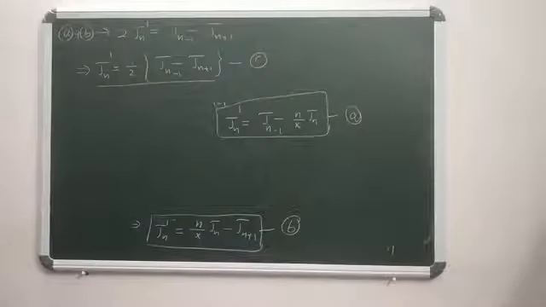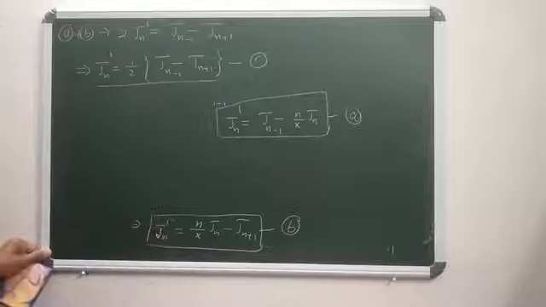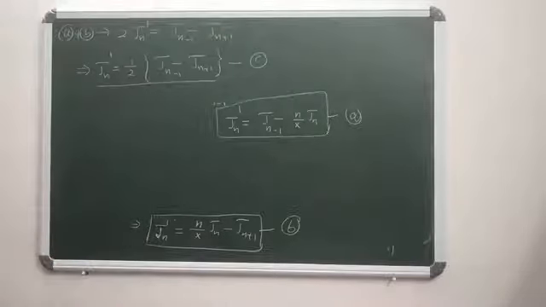Jn prime equals: the first relation is Jn prime is Jn minus 1 minus n by x Jn. Another is Jn prime equals n by x Jn minus Jn plus 1. And finally we have Jn prime equals half of Jn minus 1 minus Jn plus 1. Okay.